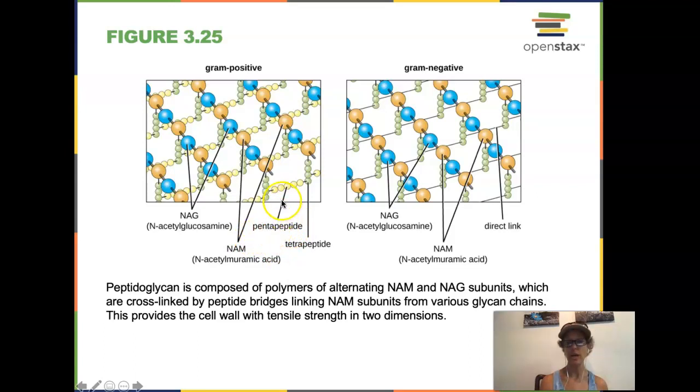Penta means 5, so there's 1, 2, 3, 4, 5 little amino acids. We have tetrapeptides. Tetra means 4, and there's 4 linking vertically. And when you look at the difference between gram positive and gram negative, the gram negative has the tetrapeptides, but it doesn't have the pentapeptides. We have a direct link between those vertical tetrapeptides.